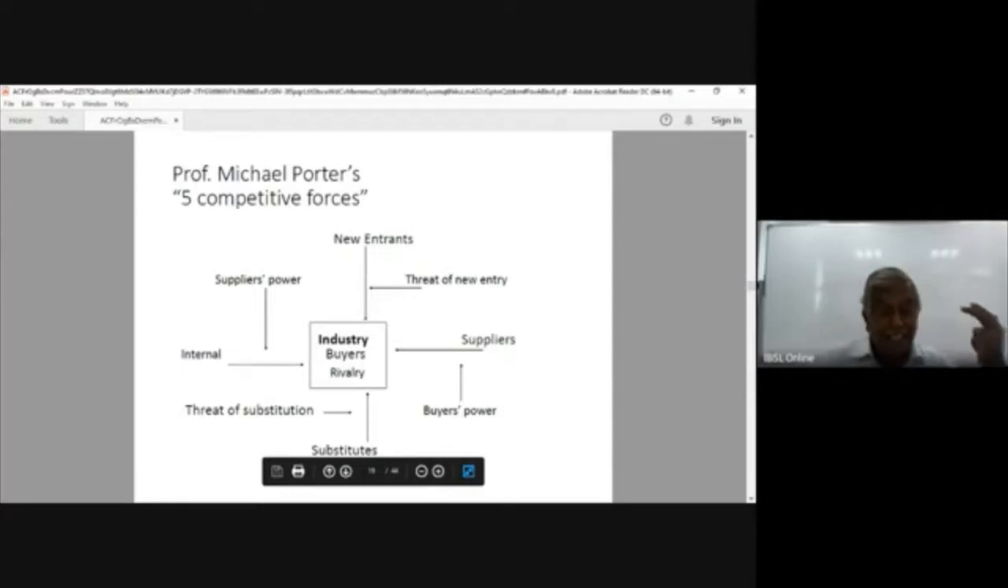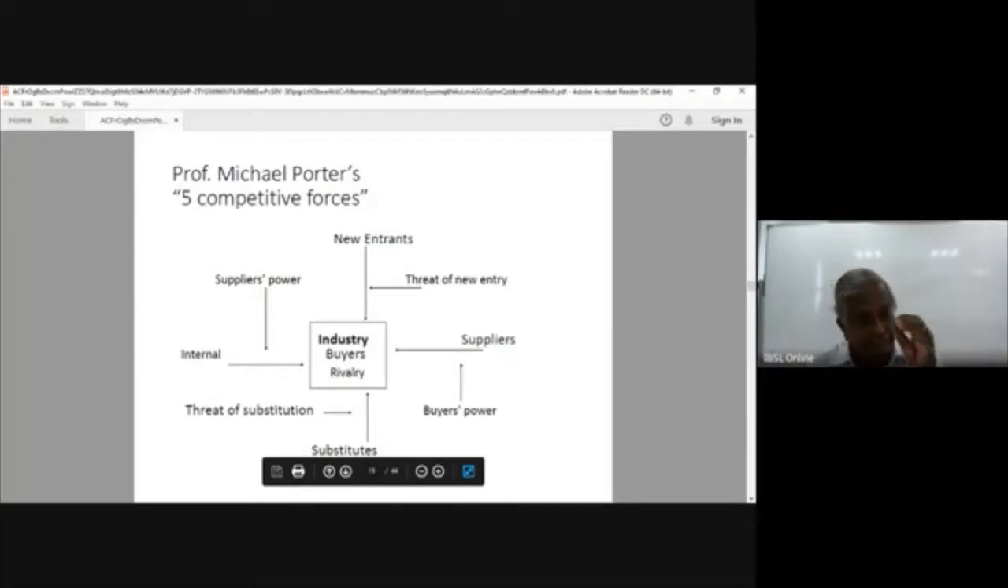Then finally, the substitute product. If there are substitute products, the people may go for the substitute. So the companies won't be able to sell their products, or sales will be low. Competition will increase. So these five forces collectively decide the competition within the industry.